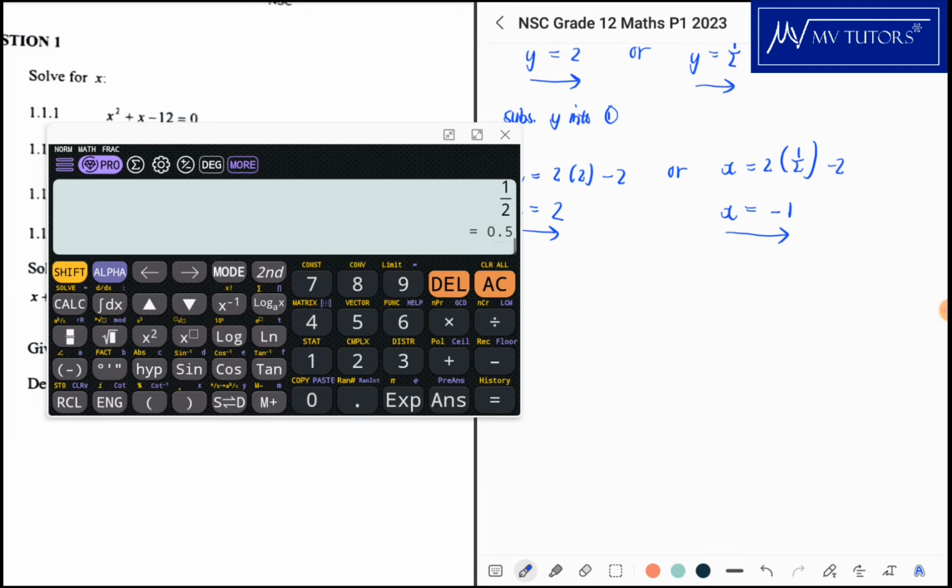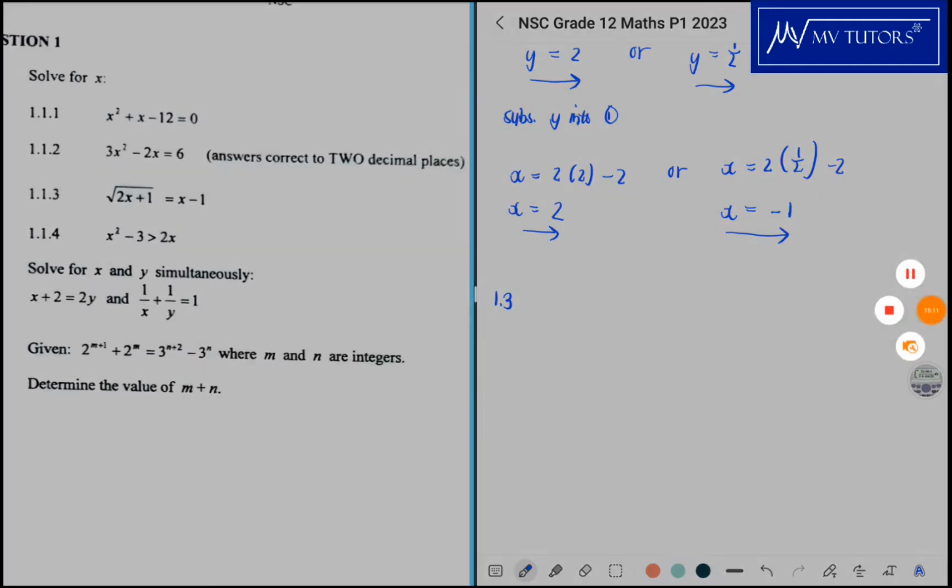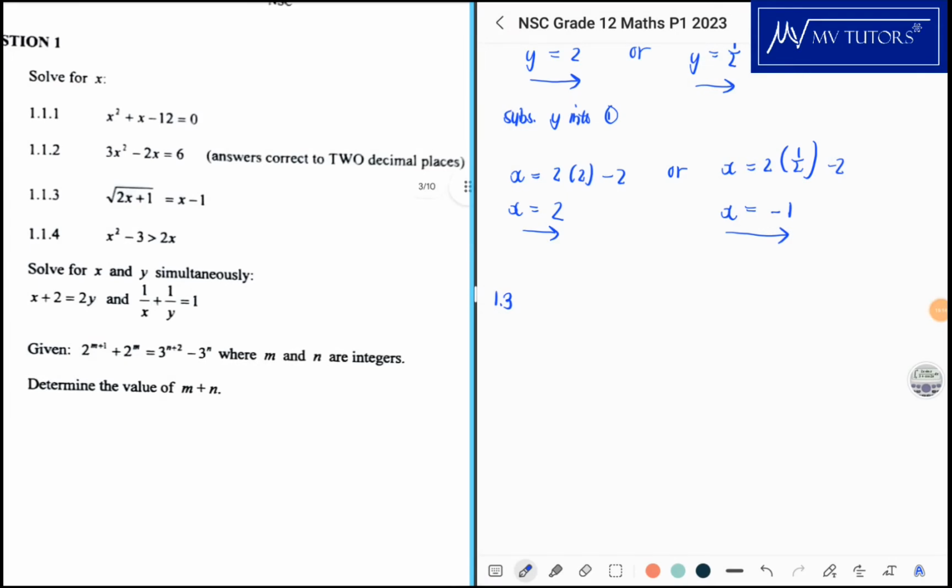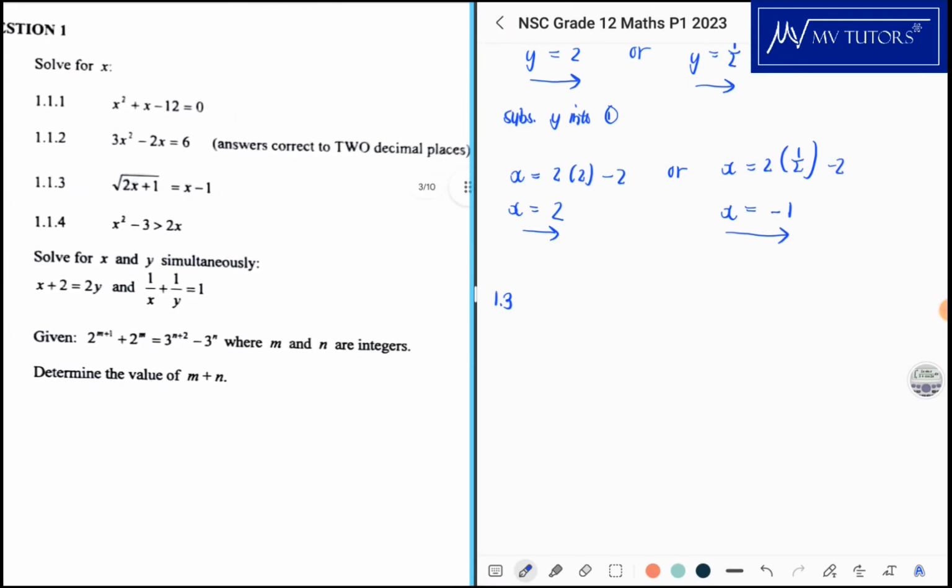3 hours, how many minutes is that? 180. So you're going to take 180 minutes divided by 150. So you should be spending 1.2 minutes per mark. If we multiply that by 24, we should be spending roughly almost 30 minutes on question 1. And where are we now? 15 minutes. But just time yourself and be as fast as you can.